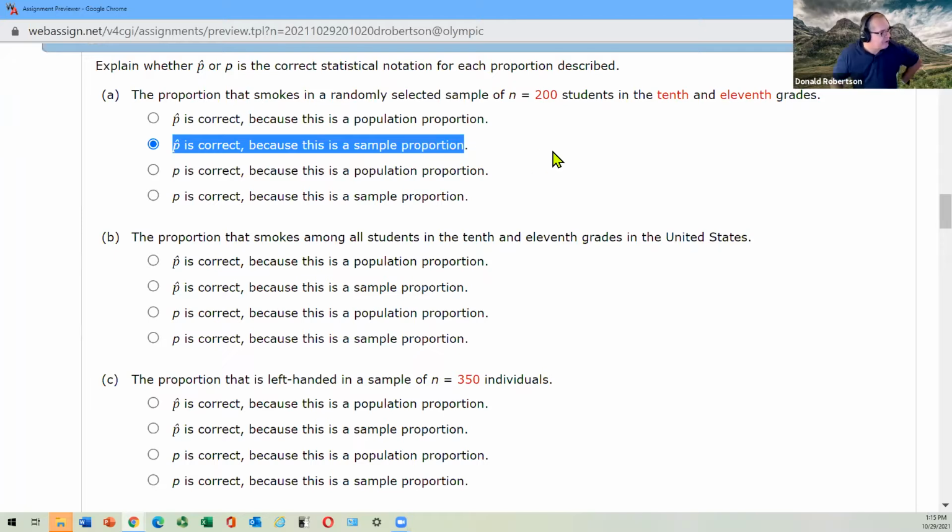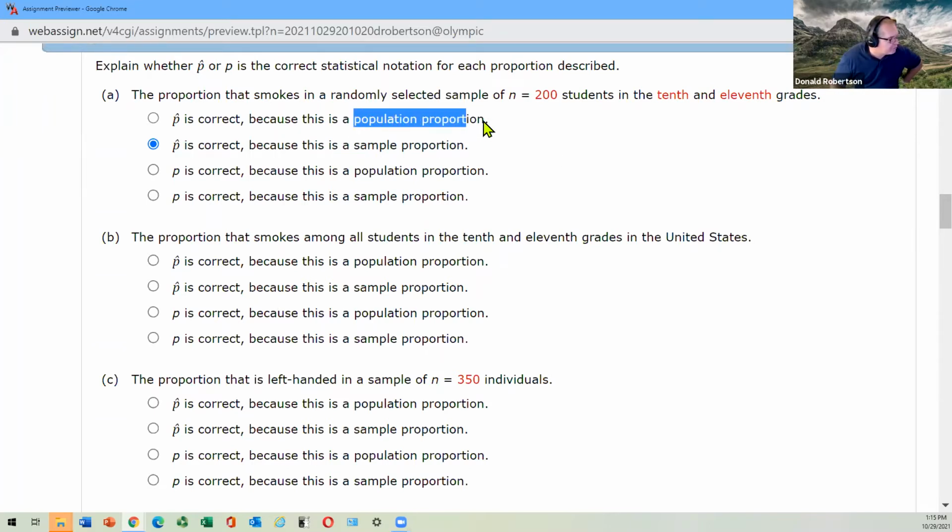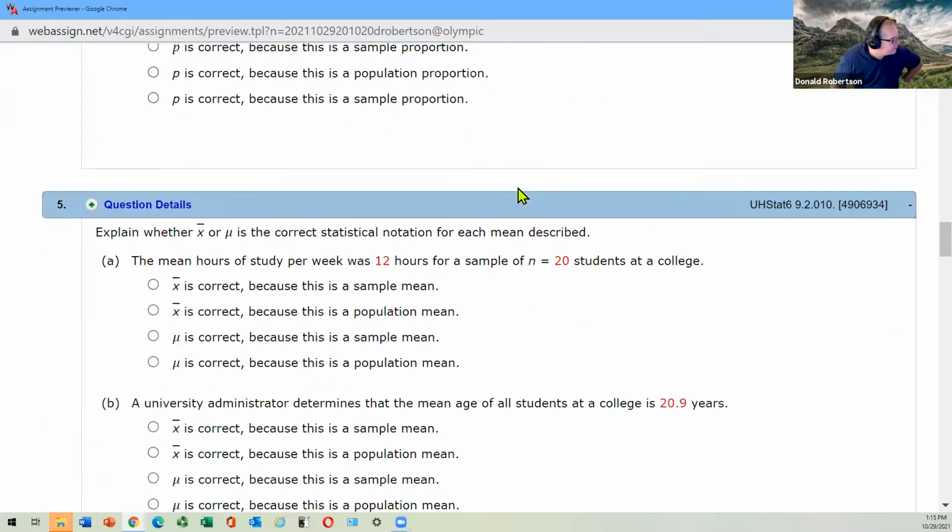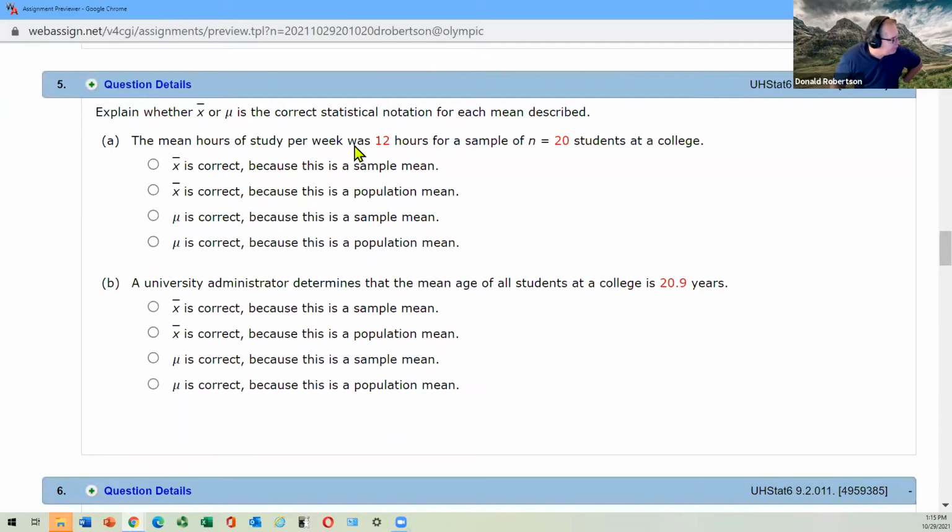Try to highlight that again. Nah. You agree? It's a sample proportion, right? Just means it comes from the sample, right? That's a population proportion. That would come from a whole population. Here's one to do with means, similar.